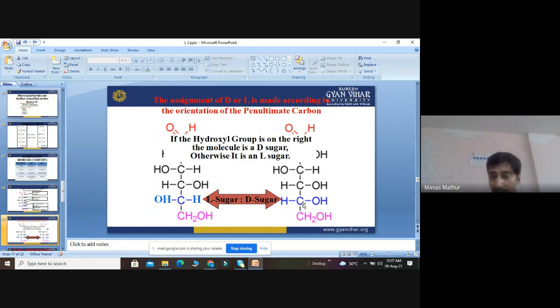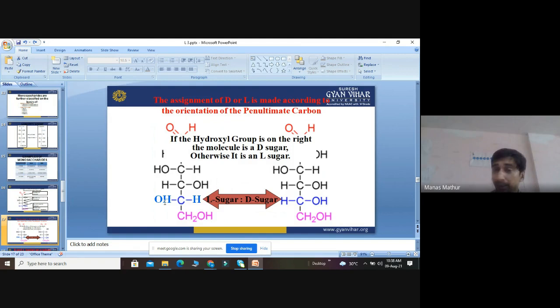See, in the right hand side figure, the position of the hydroxyl group is on the right hand side. So we call it what? D sugar, dextrorotatory sugar. But see this molecule here, the position of the OH group is on which side? It is on the left hand side. So we call it what? Levorotatory or L sugar.